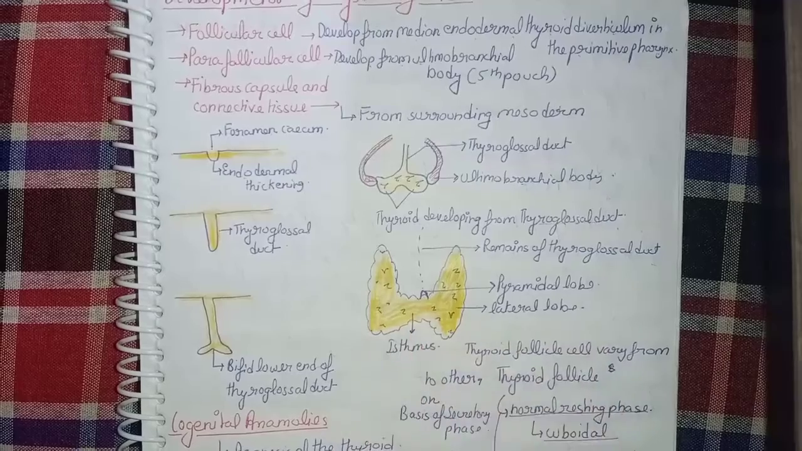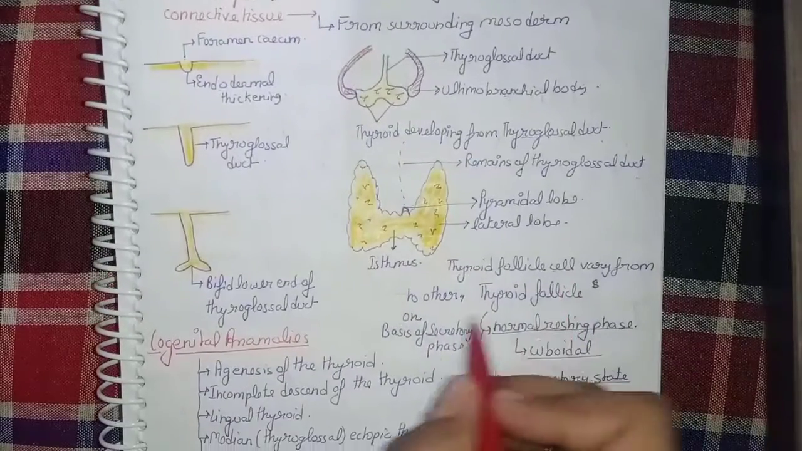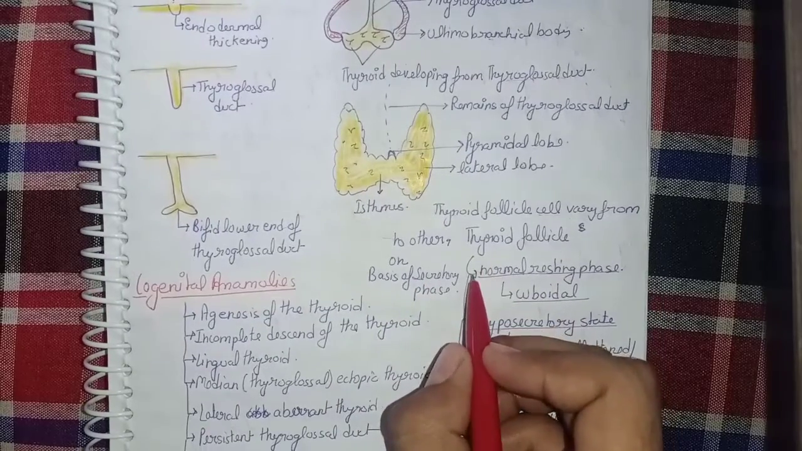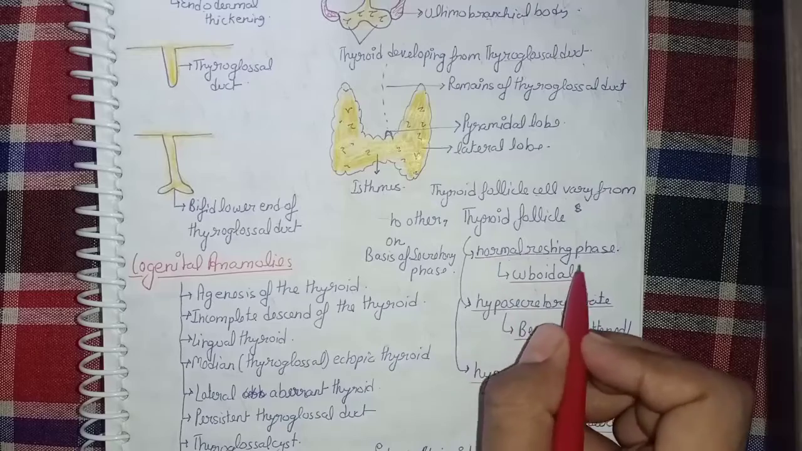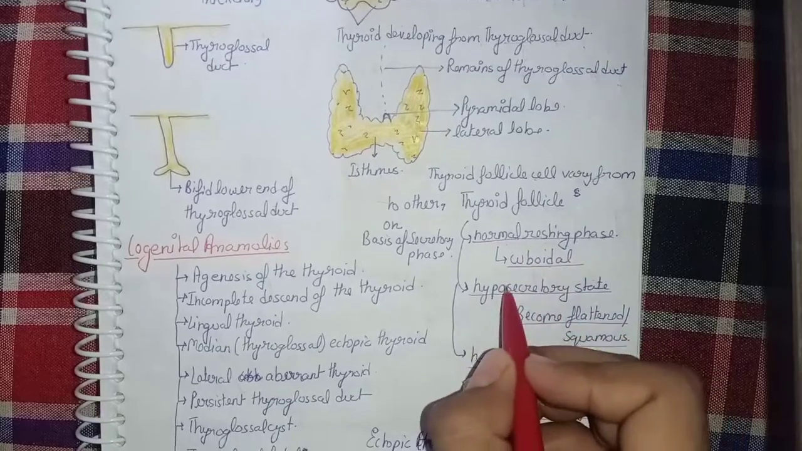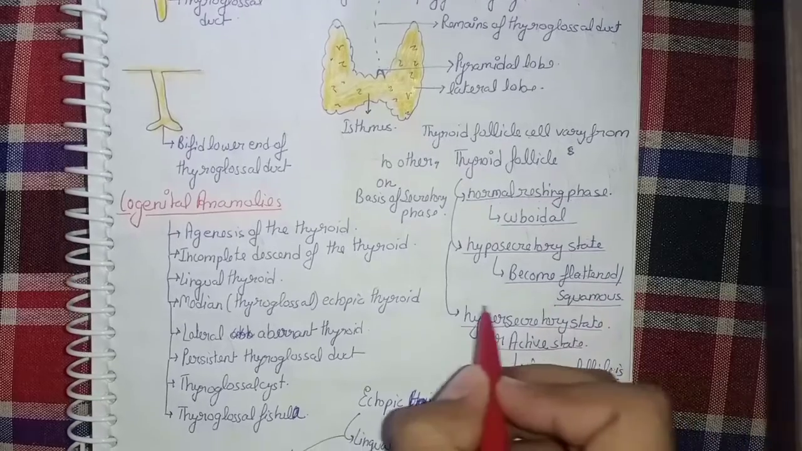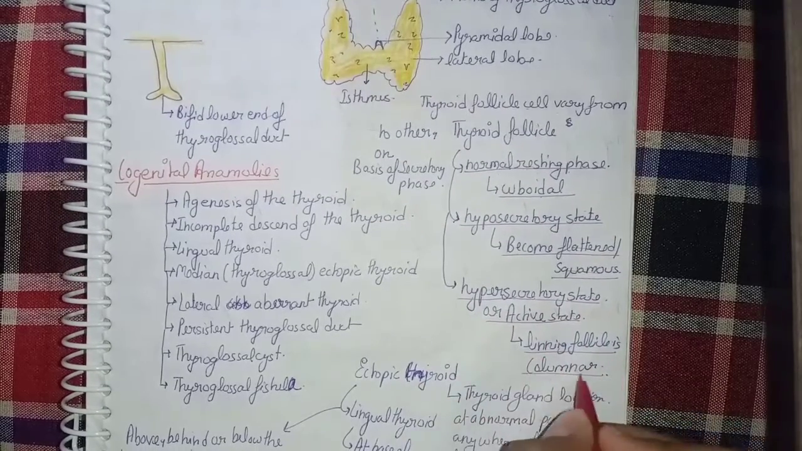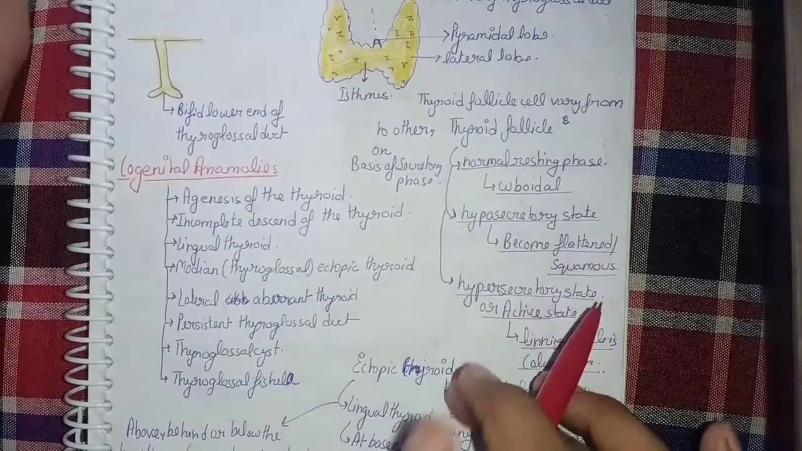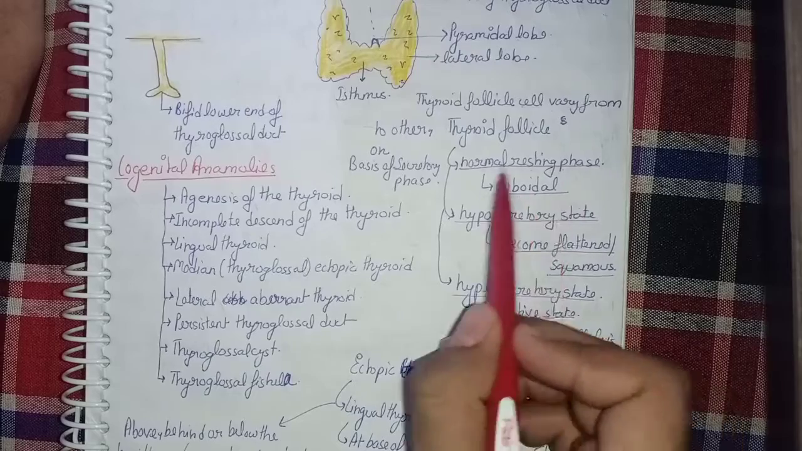Now thyroid follicle cells vary from one to another on the basis of secretory phase. So there are basically three secretory phases. In the normal resting phase, the lining epithelium will be cuboidal. In the hyposecretory state, it becomes flattened or squamous epithelium, and in the hypersecretory or active state, the lining of the follicle becomes columnar. So these are the three stages at which the cell shape changes: cuboidal, squamous, then columnar.